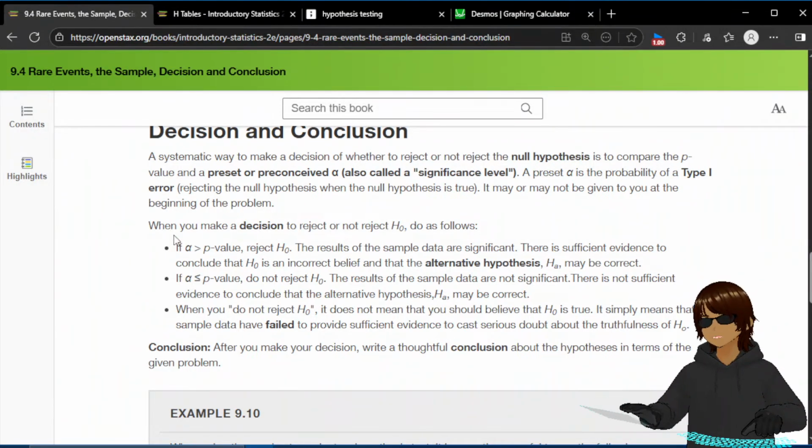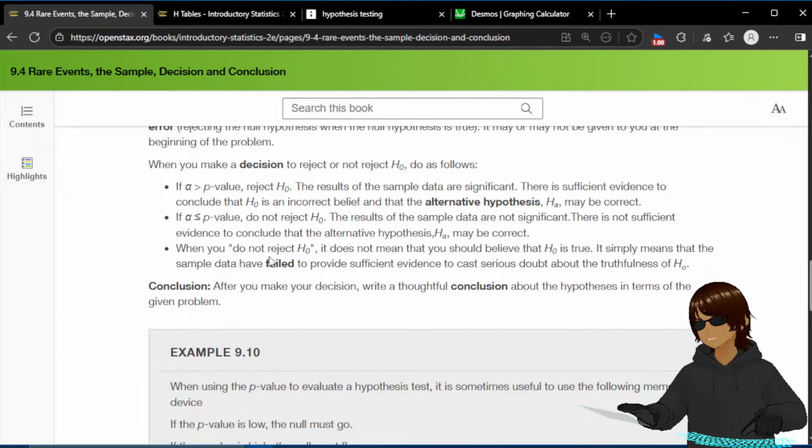Alpha is the probability of type 1 error, rejecting the null hypothesis when the null hypothesis is true. If it's more than the p-value, then we reject it. The results of the sample data are significant. There is significant evidence to conclude the null hypothesis is an incorrect belief. If alpha is less than or equal to the p-value, do not reject the null hypothesis. The results of the sample data are not significant. There is not sufficient evidence to conclude that the alternative hypothesis may be correct.